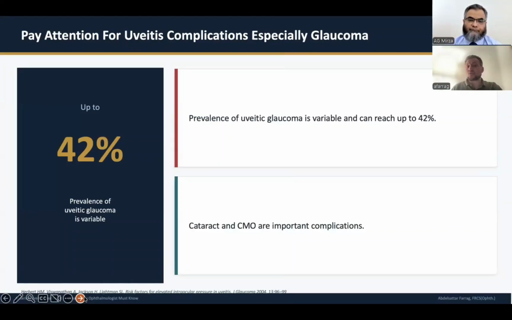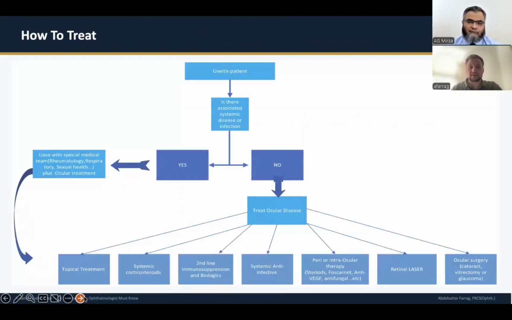complication, glaucoma is the commonest, 42% is uveitic glaucoma, and the prevalence of uveitic glaucoma is variable. Cataract and CMO are also important complications. And here, my main focus today is how to treat anterior uveitis. This is a flow chart that I advise, and I use it in all my uveitis presentations, regardless of the topic, because it's a way of thinking in any uveitis case.